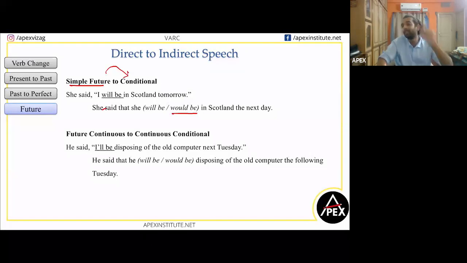Okay? That means this action of telling is already over. So right now, where is she? She would be in Switzerland. Not will be, because will be means it is still in the future.